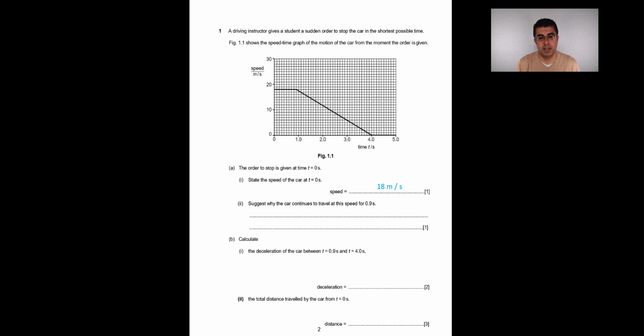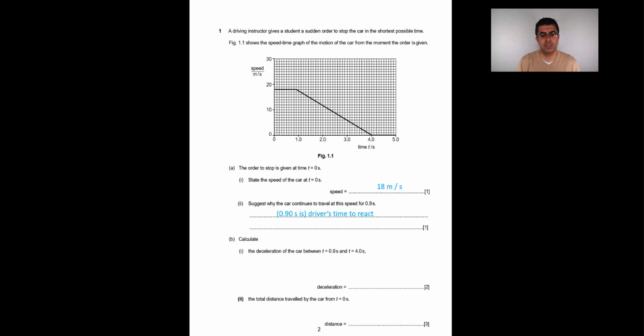Suggest why the car continues to travel at this speed for 0.9 seconds. Now this is the first part where we might argue that it's got a little bit more challenging and you really need to think about the answer. So the order was given at 0 seconds, but the student doesn't start hitting the brakes until 0.9 seconds. Why is that? The reason, because that's how long it had taken the student to react. It's the driver's reaction time that stopped the student from braking immediately.